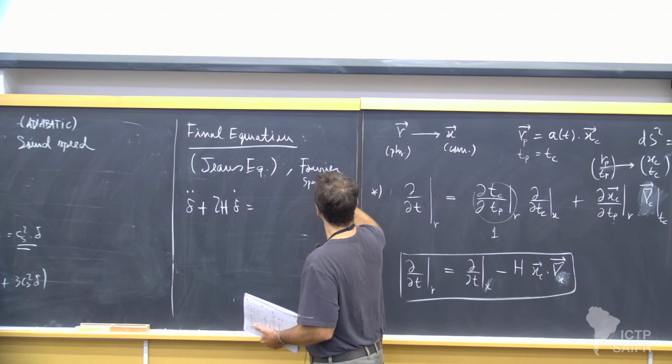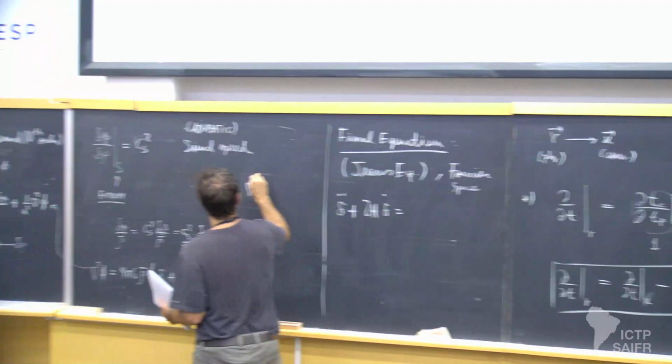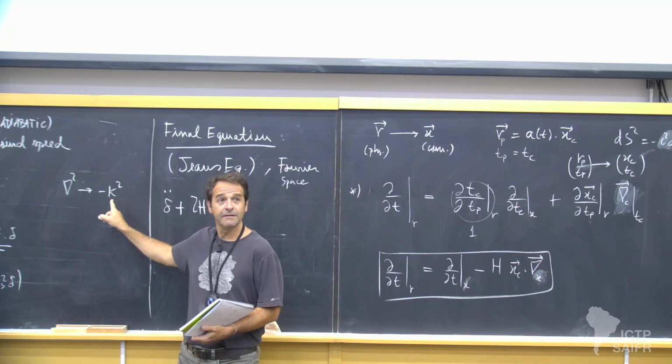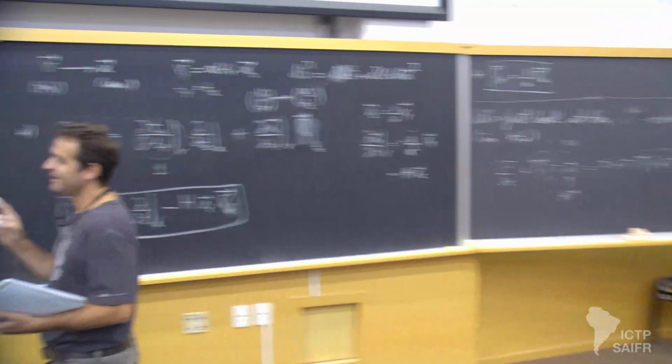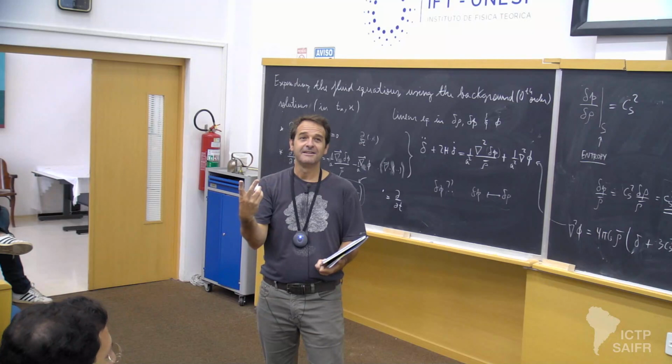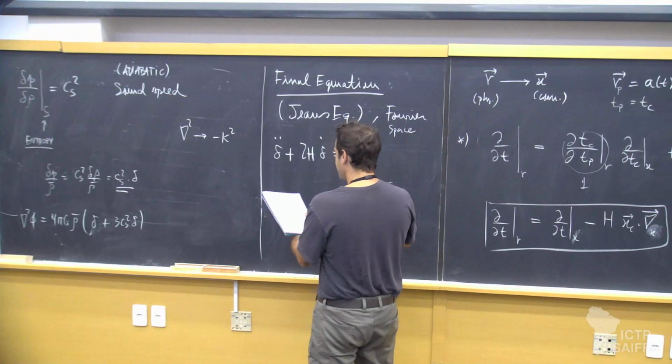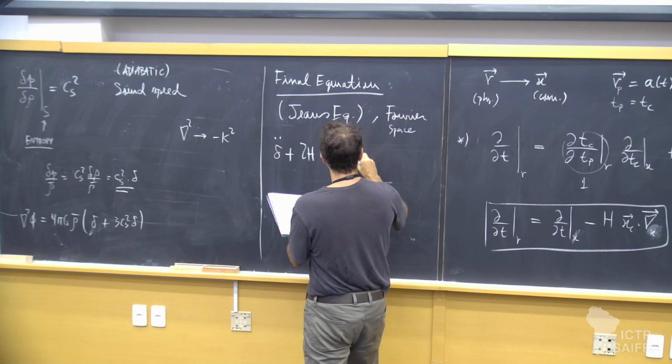And then your Laplacians become basically minus k squared. k, of course, is comoving, because it's the inverse of a comoving scale. So k is comoving. Don't forget that. It's kind of tricky if you ever have to convert k physical to k comoving or vice versa. It's the opposite way as distances, okay? So instead of being a factor of a, it's a factor of 1 over a. Anyway, so this equation turns out to be basically this, minus k squared over a squared cs squared delta.